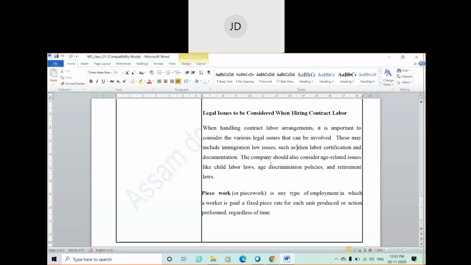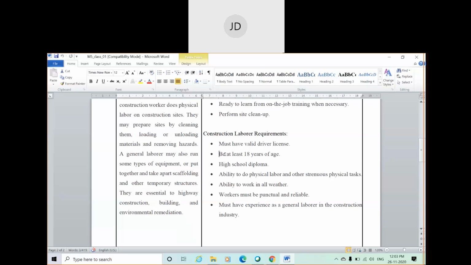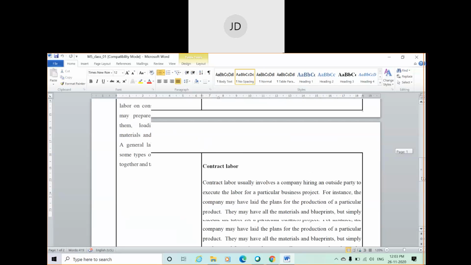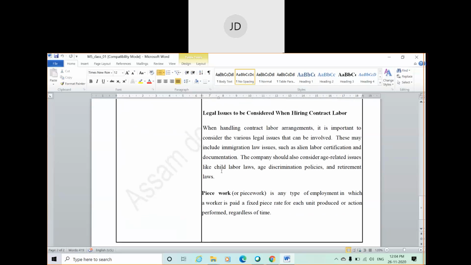The company should also consider age-related issues like child labor law, age discrimination policies, and retirement laws. Age-related issues are a very sensitive matter. Even in India, child labor exists. Earlier we also discussed that a construction laborer must be above 18 years, and to enforce that, there is a law called the child labor law. You can search and find out what the child labor law of India is.